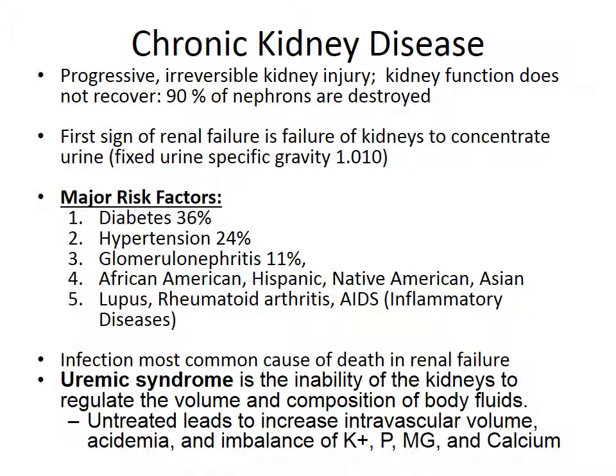less than 80. Infection is the most common cause of death in renal failure, and remember, uremic syndrome is the inability of the kidneys to regulate the volume and the composition of body fluids. And if untreated, it leads to increased intravascular volume, acidemia, and an imbalance of potassium, phosphorus, magnesium, and calcium.